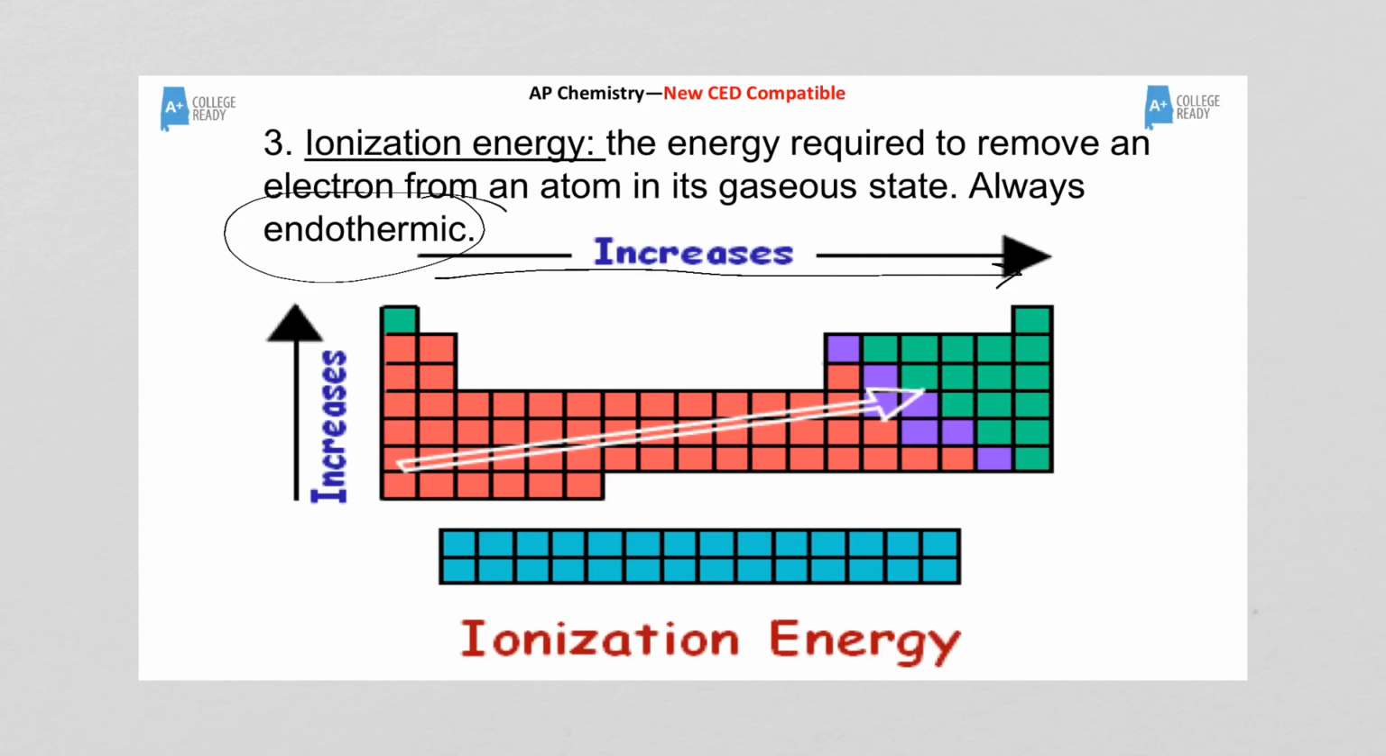I don't really like going up and down. I just always go down the group. So notice the ionization energy decreases as we go down the group. And why is that? Well, the size of the atom is getting larger, so it's going to take less energy to remove an electron from a larger atom. So these are the things we're going to work on explaining in just a moment.